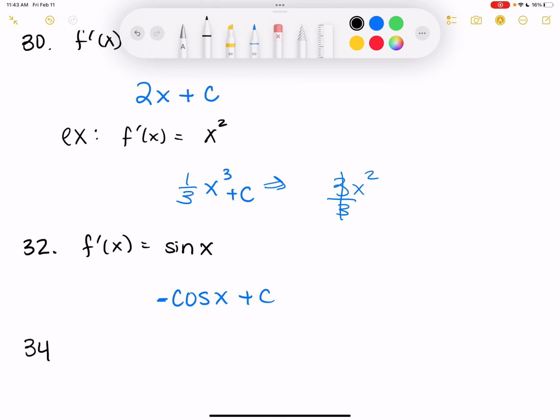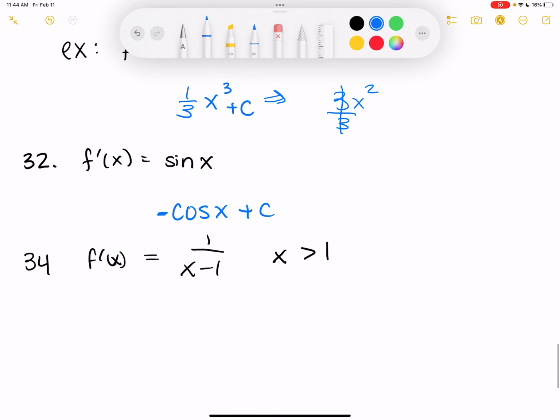Another one, if we had the derivative of 1 over x minus 1, and we're assuming x is greater than 1. What function would have given you that? The ln of everything inside of there, right? So the ln of x minus 1 plus c.